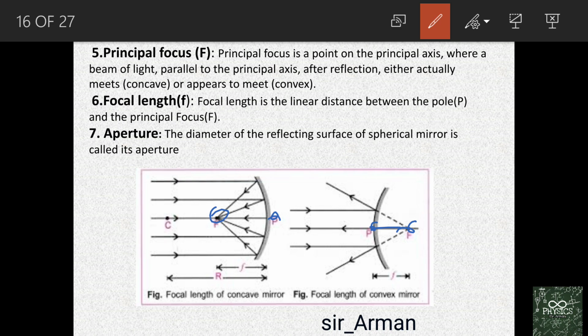And what is aperture? Aperture is nothing but the diameter of the reflecting surface, that is, the size, the length of the reflecting surface. This is the diameter, this is the length of the reflecting surface. This length is called aperture. Similarly, this distance is called aperture, the diameter, the length of the reflecting surface.